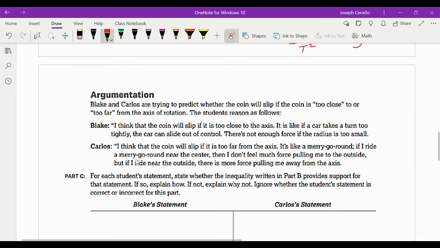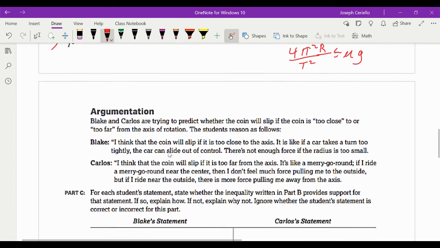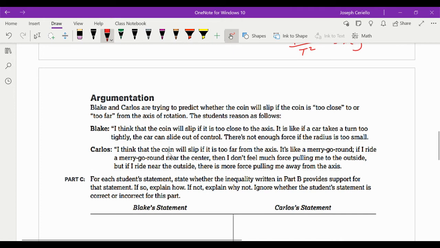So Blake and Carlos are trying to predict whether the coin will slip if the coin is too close or too far from the axis of rotation. The students reason as follows. Blake says, I think that the coin will slip if it's too close to the axis. It is like if a car takes a turn that's too tight. The car can slide out of control. There's not enough force if the radius is too small.